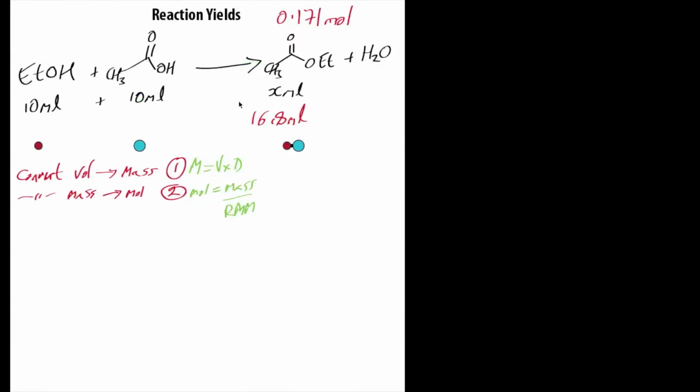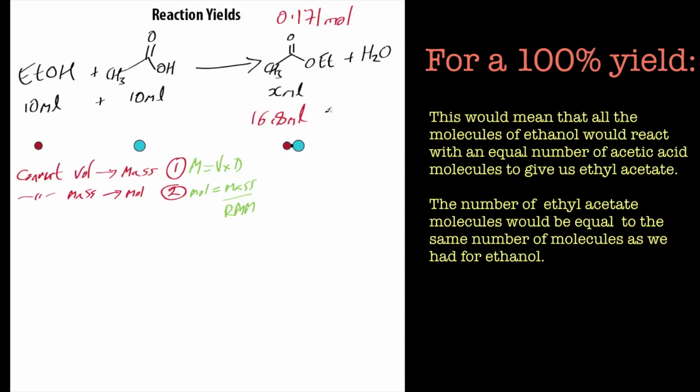Hi, if you remember, in the previous tutorial we looked at the reaction of ethanol with acetic acid to form ethyl acetate. During that reaction we worked out that 100% yield would give us 16.8 mils of ethyl acetate if we took 10 mils of ethanol and reacted it with 10 mils of acetic acid. We use this kind of formula, or this kind of system, to work out how many moles and how many molecules we're reacting together to give us our final product.